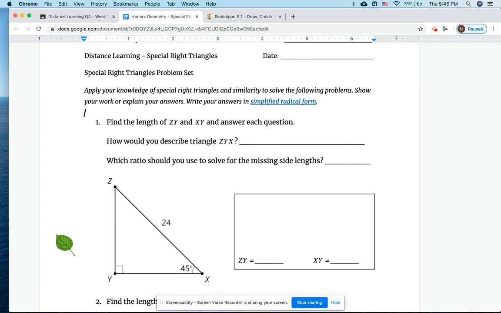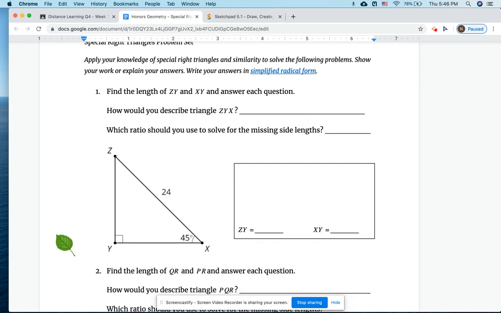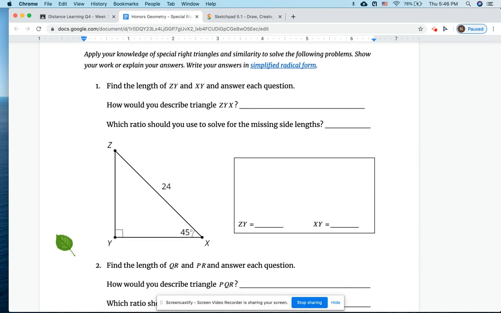Hi, everyone. In this walkthrough video, we're going to talk about a few hints for each problem in the problem set. The first problem asks us to find the lengths of zy and xy and answer each question.